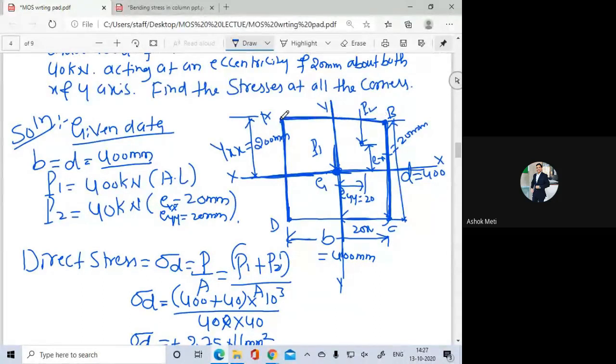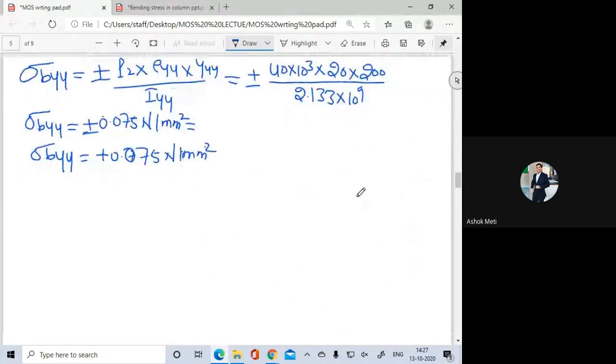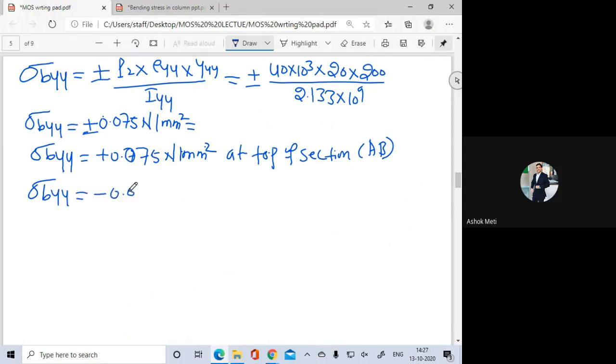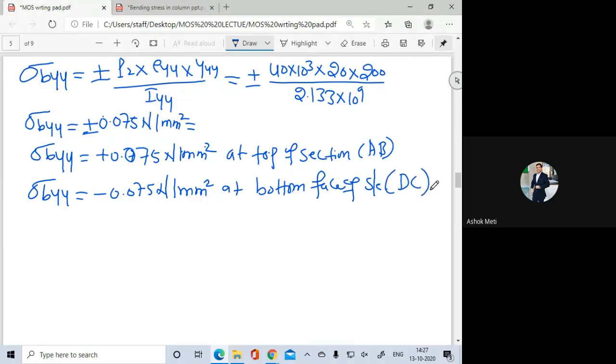The top of the section is AB, and at the bottom of the section it is negative, which will be tensile. So at the top of the section, face AB, similarly sigma byy is equal to minus 0.075 Newton per mm square at the bottom face of the section, which will be DC or CD.